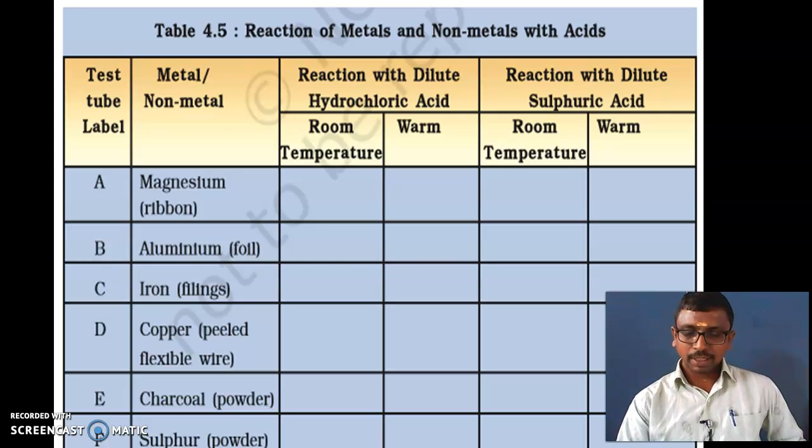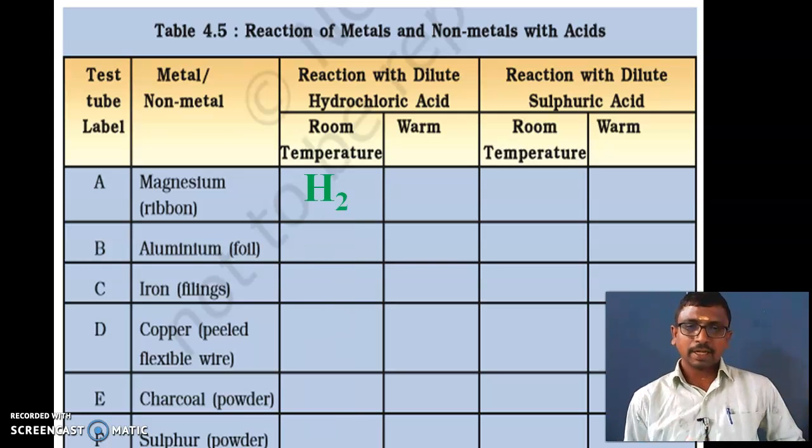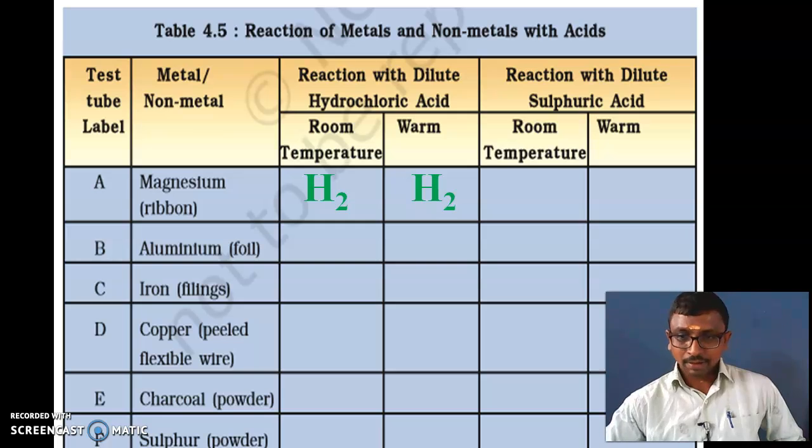At room temperature, hydrogen gas is liberated, and when we heat it, the hydrogen gas is liberated faster. Because when we increase the temperature, the rate of reaction is also faster. The liberation takes place faster.